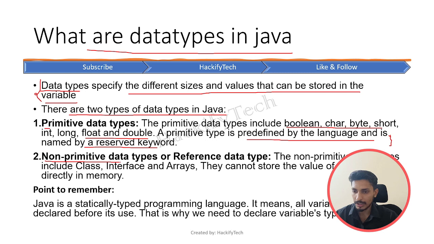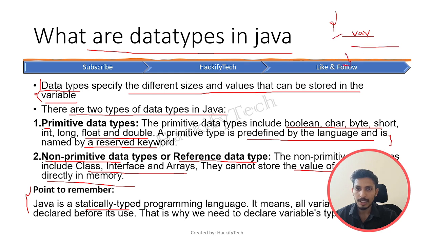Non-primitive data types, or we call them reference data types, include classes, interfaces, and arrays. They do not store the value of a variable directly inside memory. That is what we call non-primitive data types. One more very important point is that Java is a statically typed programming language, which means that when writing a program, we have to define the variable first and then use it. That is nothing but a statically typed programming language.